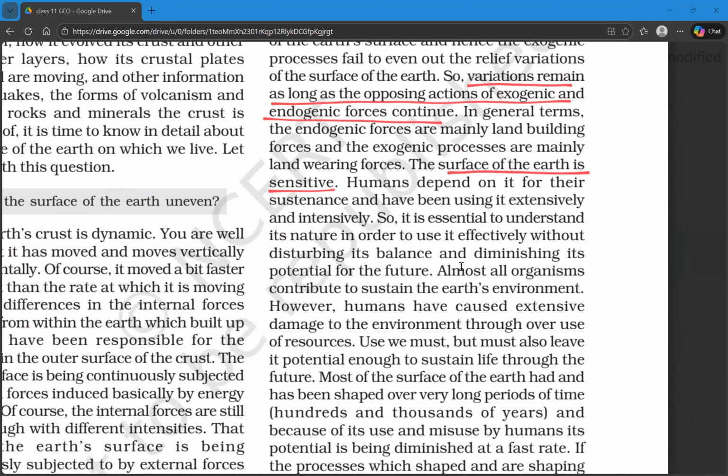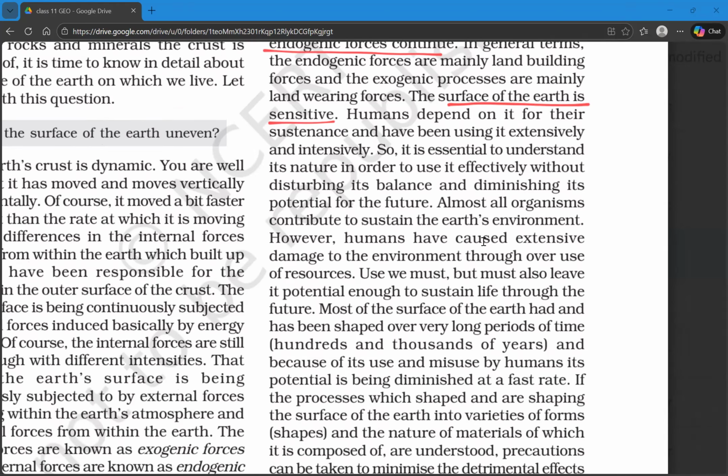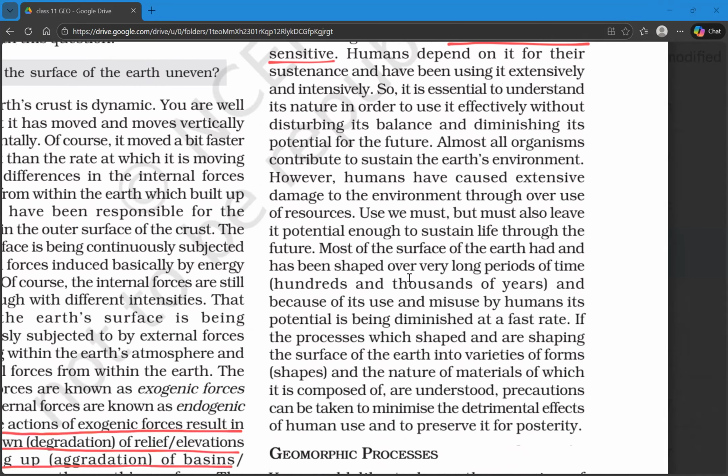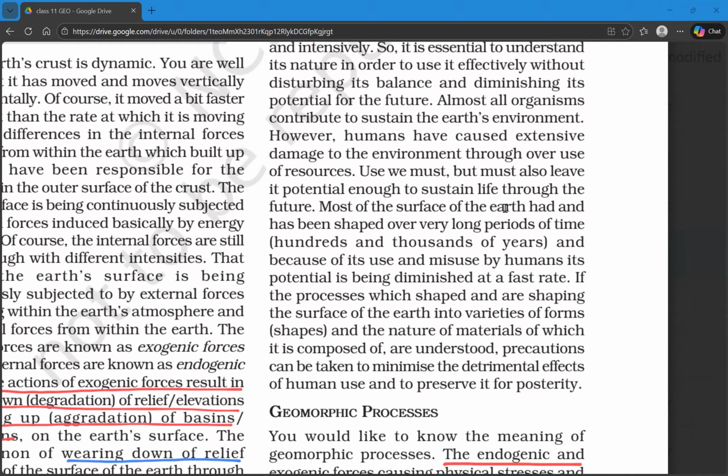Almost all organisms contribute to sustaining the Earth's environment. However, humans have caused extensive damage to the environment through overuse of resources. Use we must, but we must also leave its potential enough to sustain life through the future. Most of the surface of the Earth has been shaped over very long periods of time, and because of its use and misuse by humans, its potential is being diminished at a fast rate.